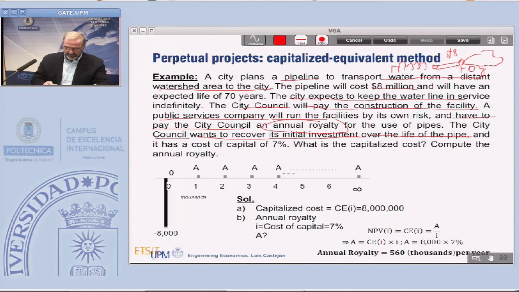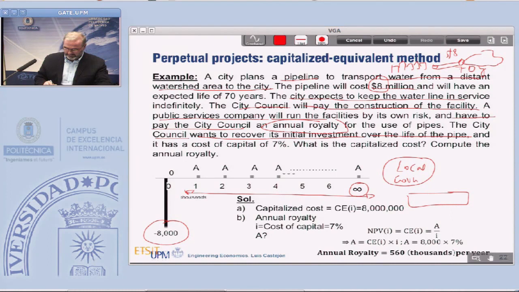So the local council pays 8 million today, but they want to recover those $8 million along the life of the project, which is supposedly infinite. So this is the local council, the owner of the pipe.